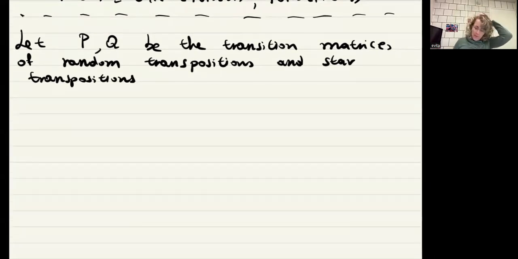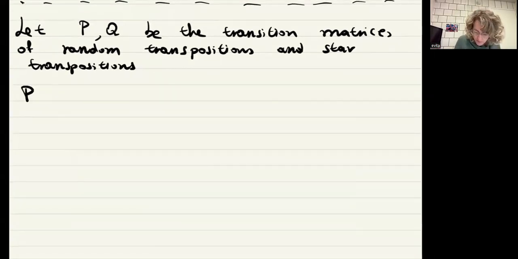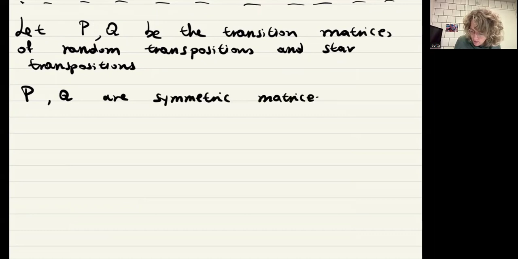Okay, so what happens now is that we should notice that P and Q are symmetric matrices. What does that mean in terms of the processes? It means that when you make a move, then with equal probability, you can undo the move on the next step, basically. So this is what's happening. And this means that we have the spectral theorem.